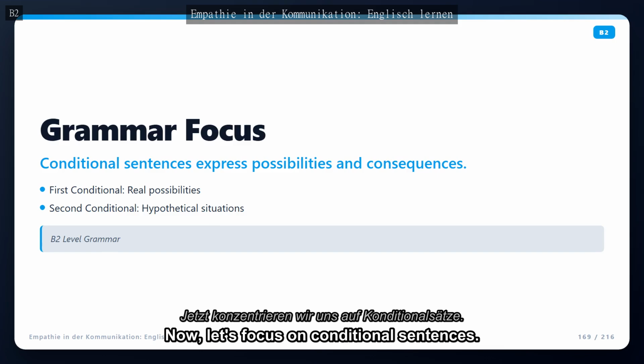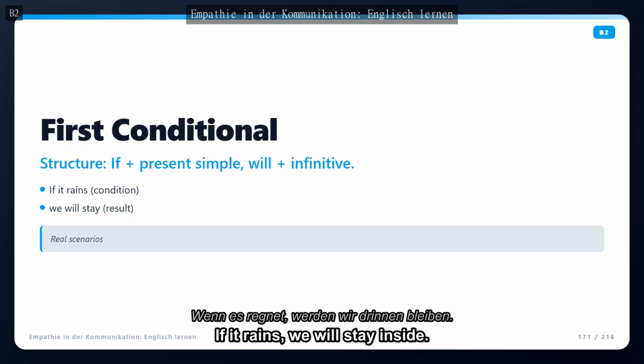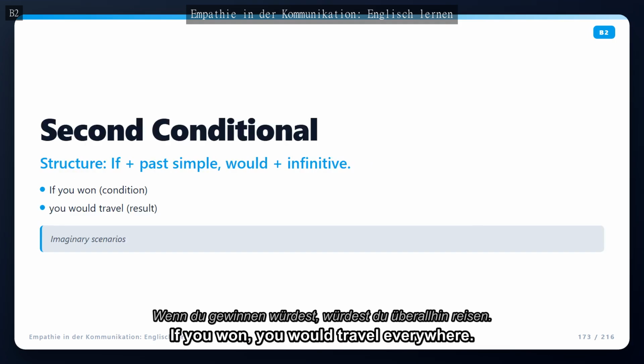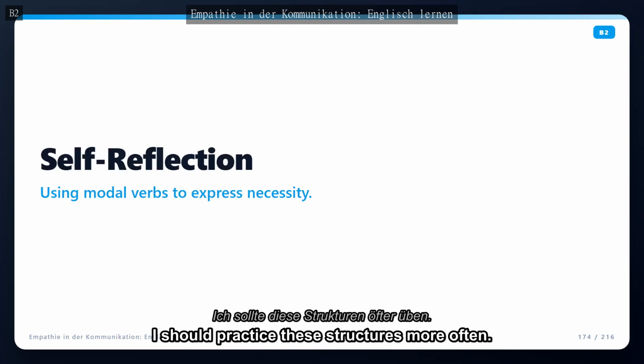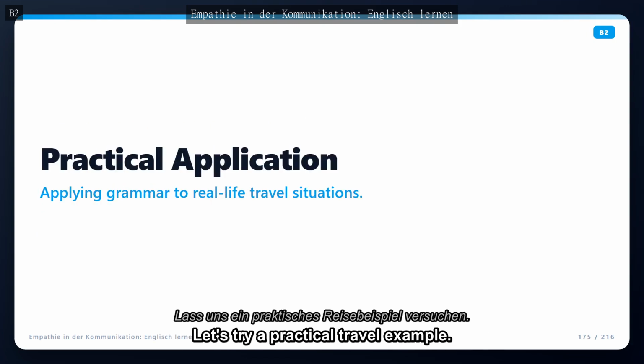Now, let's focus on conditional sentences. Could you explain the difference clearly? If it rains, we will stay inside. What if I win the lottery? If you won, you would travel everywhere. I should practice these structures more often. Let's try a practical travel example.